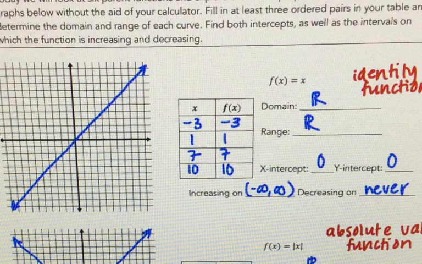Is everybody good with the domain being all real numbers? You're checking for 2 things. Can I divide by 0? Can I take the square root of the negative? If neither one of those exists, domain is all real numbers.